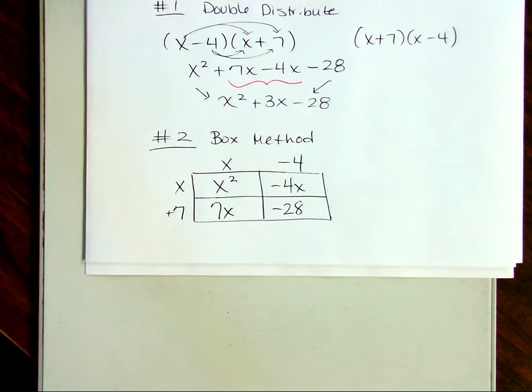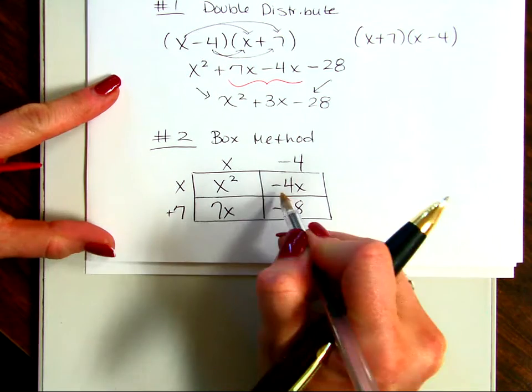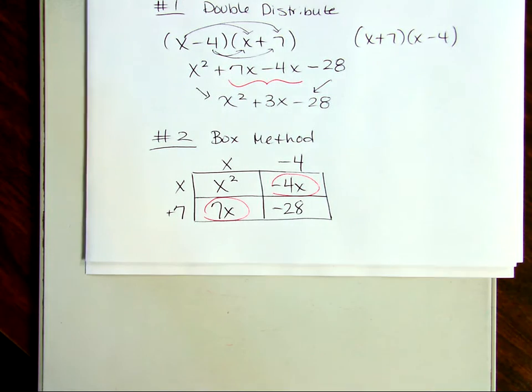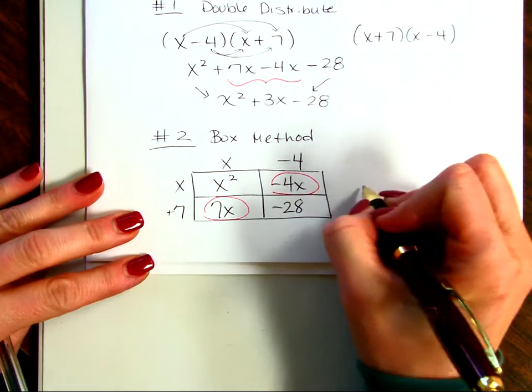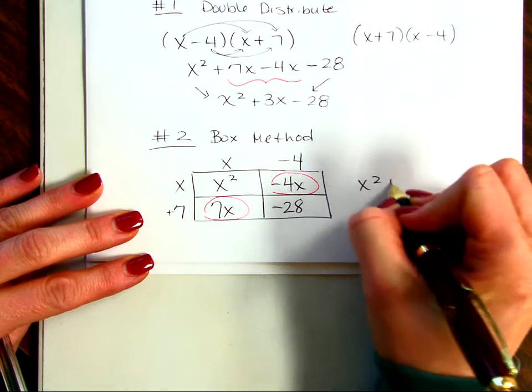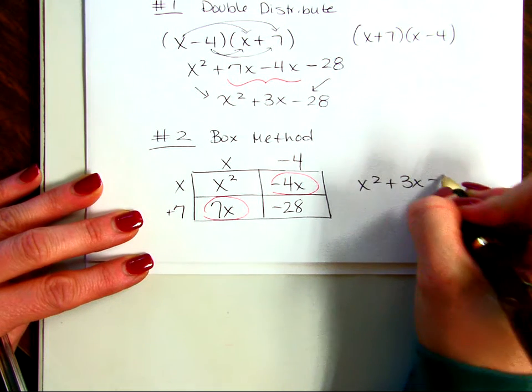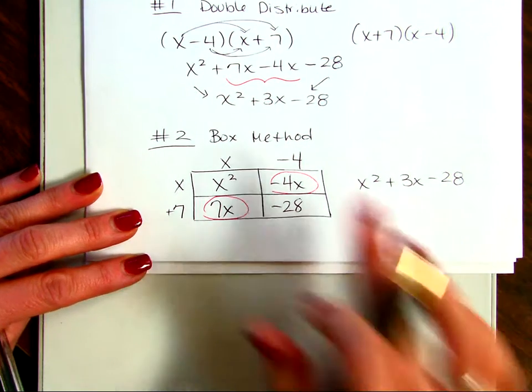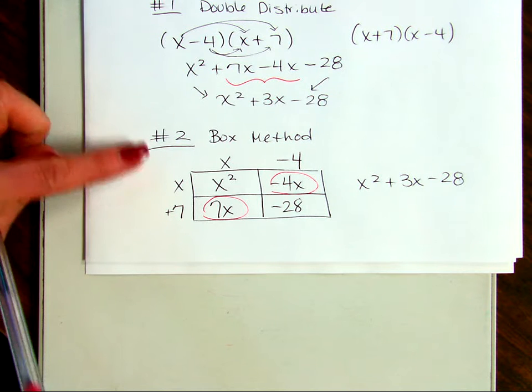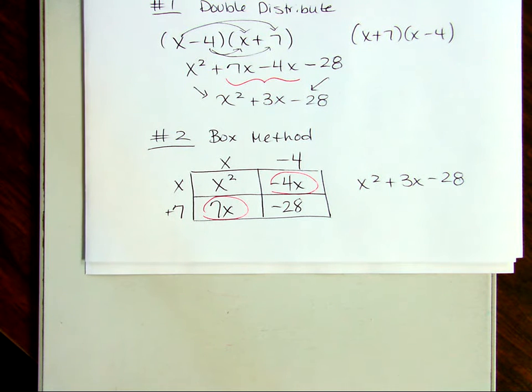Same deal. You have to look to see if you can combine any like terms, and you can. Your like terms, if you set it up correctly, will usually be in those 2 boxes. And so you're going to have your x squared, your positive 3x, and your -28, which gets the same answer. I know a lot of kids kind of don't like making that box, but I am going to recommend that you at least try a couple on your independent practice using the box method, okay?